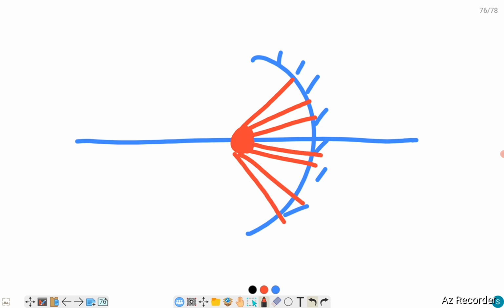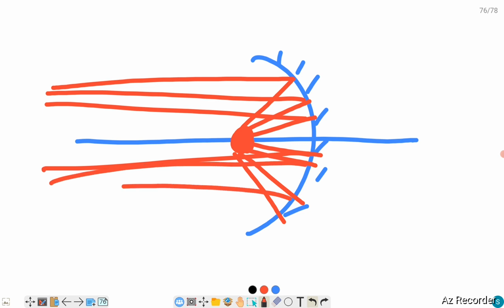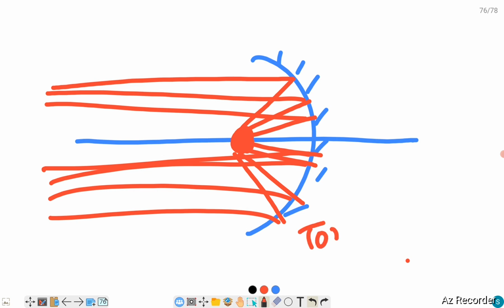This is a concave reflector. That means all the reflected rays will be parallel to the principal axis, so you will get a parallel beam of light. Understood? Now this parallel beam of light will make you see very far distances. Correct? So where do you observe them? You can observe them in torchlights.